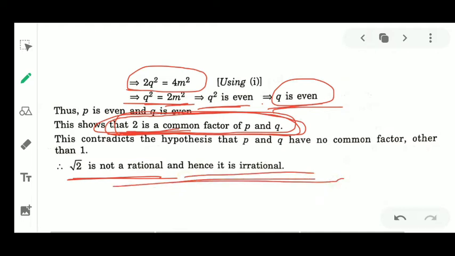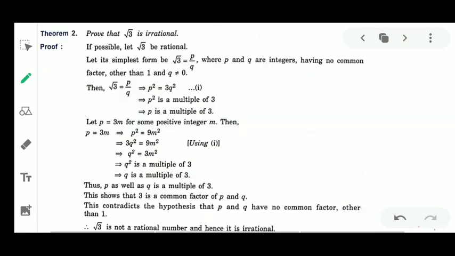Clear? Now we have theorem 2. Prove that root 3 is an irrational number. For that we have to take that root 3 is a rational number. As root 3 is a rational number, we can express root 3 in the form of p by q. Here p and q are integers having no common factor other than 1, and q not equal to 0.